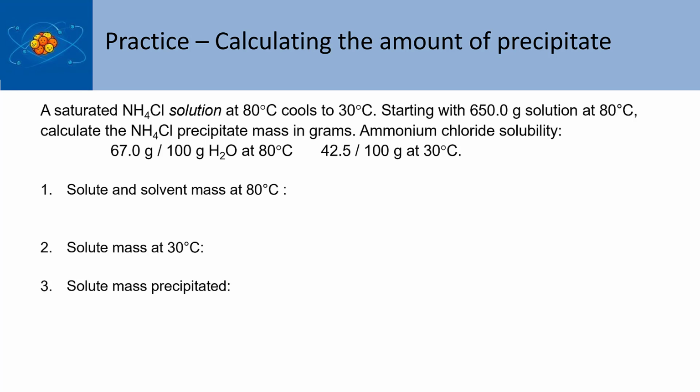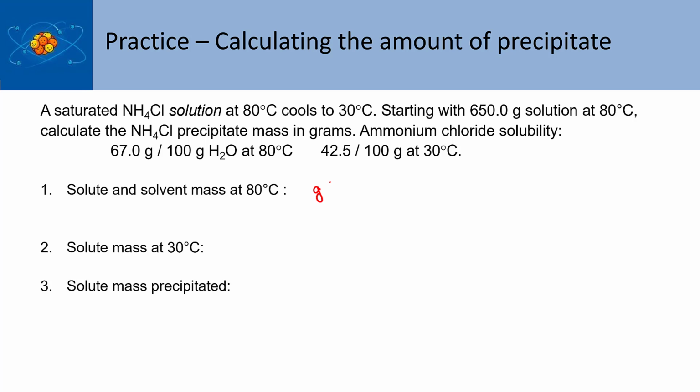It says starting with 650 grams of solution at 80 degrees Celsius, calculate the ammonium chloride precipitate mass in grams. And then we're given two different solubilities. If you're thinking about how to do this problem, there are actually two parts. The first part is you have to figure out how much solvent and how much solute you're dealing with in 650 grams at 80 degrees Celsius. So the first thing I'll do is say, I know that it's 67 grams per 100 grams, so I can calculate the mass of the solute in 650 grams using this ratio.